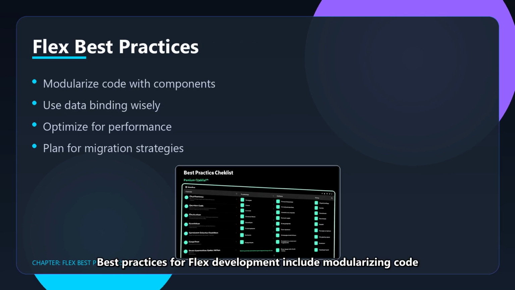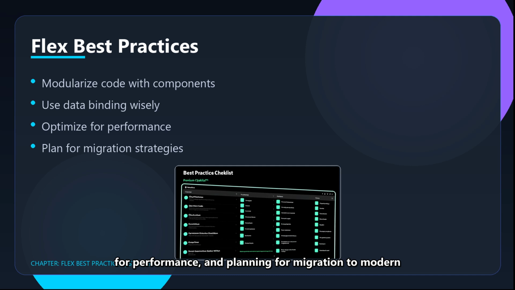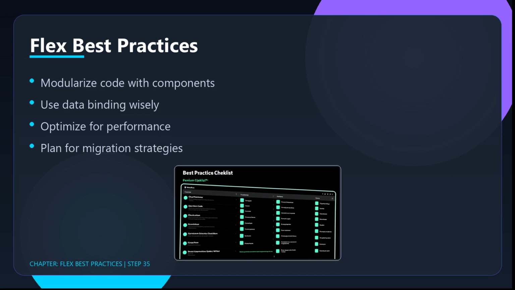Best practices for Flex development include modularizing code with reusable components, using data binding efficiently, optimizing for performance, and planning for migration to modern frameworks. These practices ensure maintainable and scalable applications.